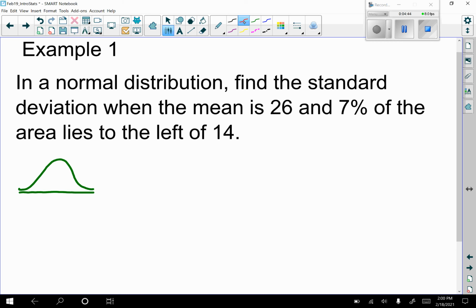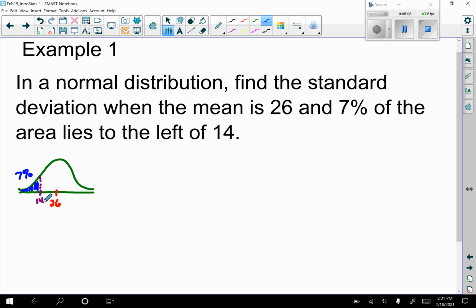So right now, we don't have anything turned into a z value. So notice how I'm going to write this. This is not the standard normal distribution. This is just a normal distribution. So my mean is going to be 26. And then I have this data value of 14. So I know that's to the left of the mean. So I'm going to put 14 right over here. And then I know that this area right here is 7%.